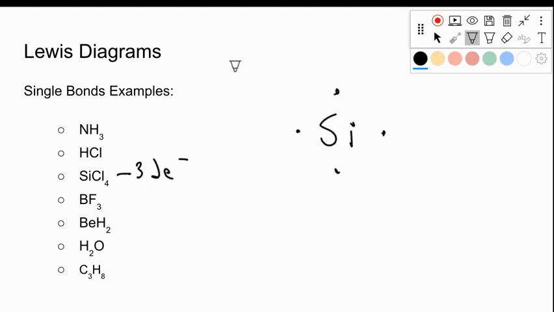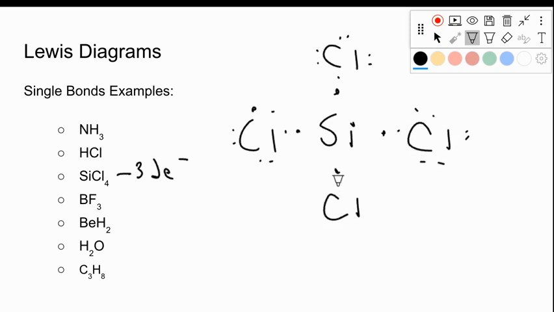It has 4 lonely dots. I have 4 chlorines. Each chlorine is going to come in and bring its electrons. It has 7. It only needs 1 more. And these actually become chemical bonds. Again, as you become more comfortable with this, you will not need to draw the dots. You can just draw straight to the bonds once you get comfy with that skeleton structure.